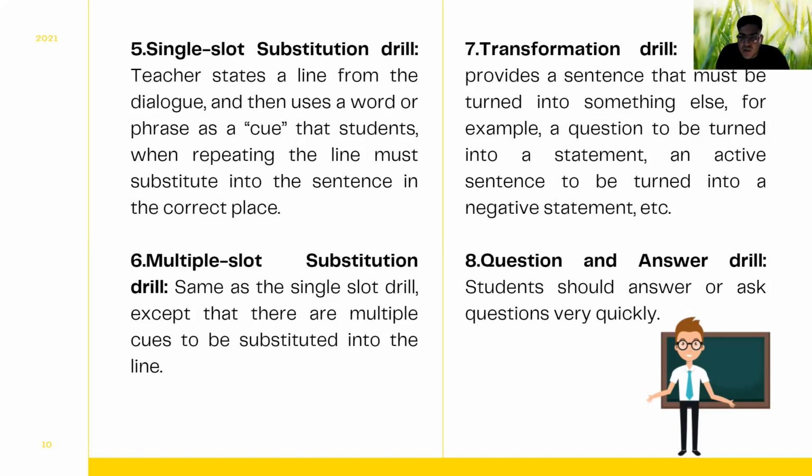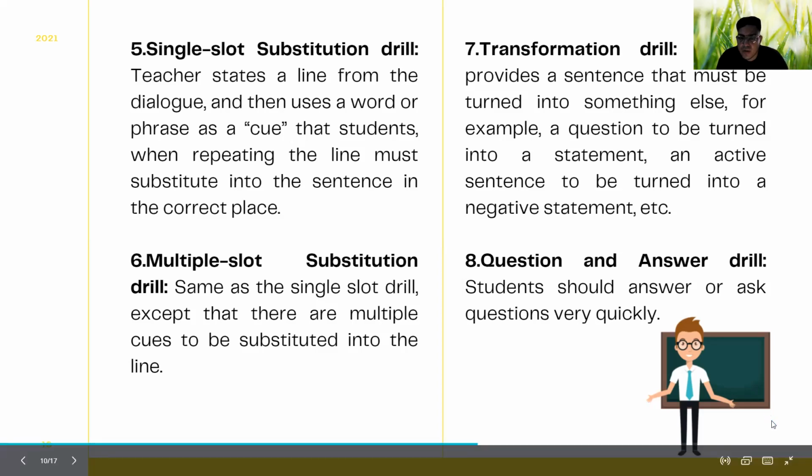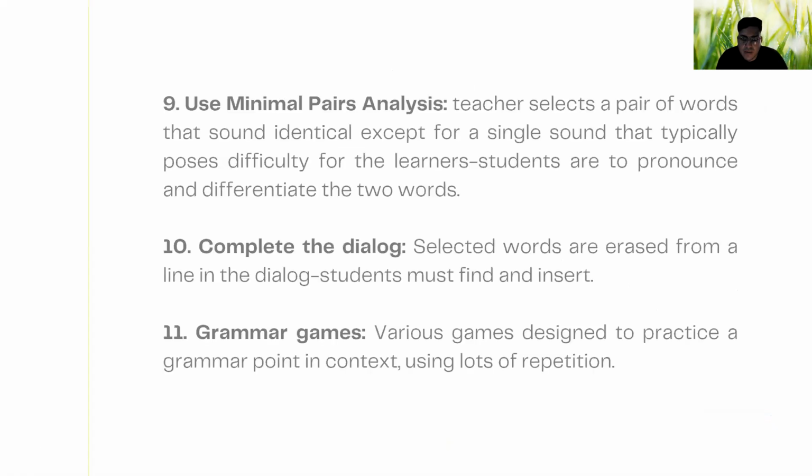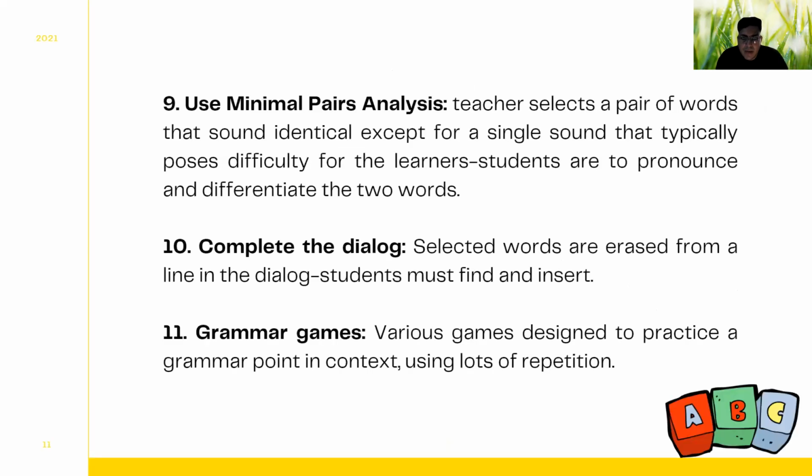We have the question and answer drill. So students should answer or ask questions very quickly. And then, of course, we answer those questions, right? We use the minimal pair analysis. The teacher selects a pair of words that sound identical, except for a single sound that typically poses difficulty for the learners. Students have to pronounce and differentiate the two words.